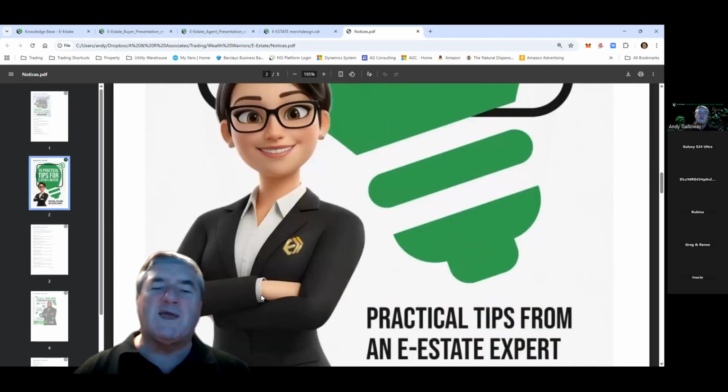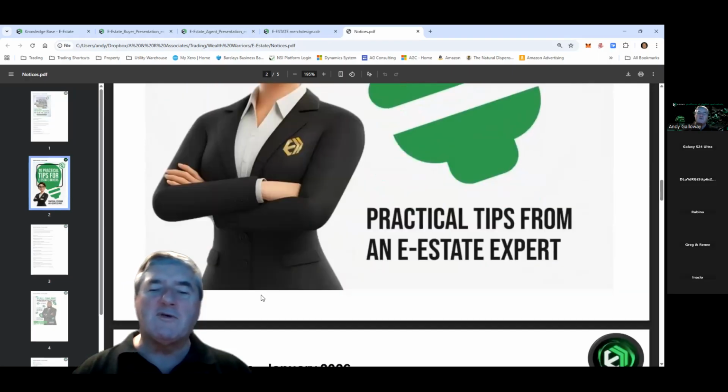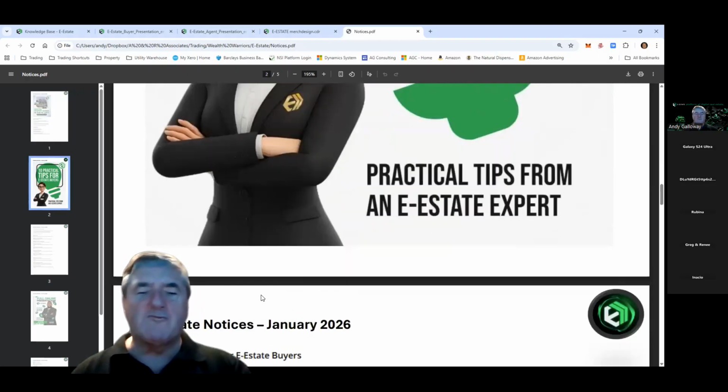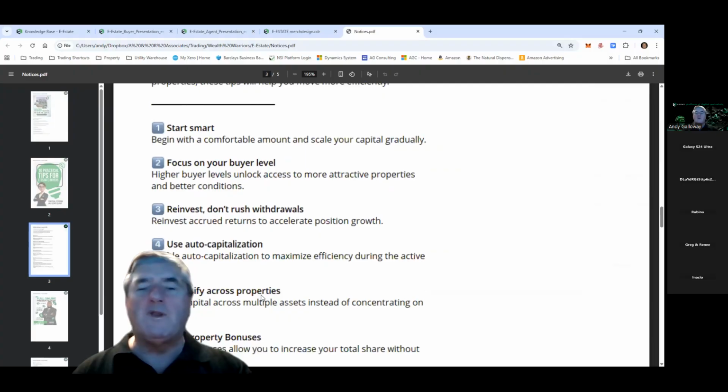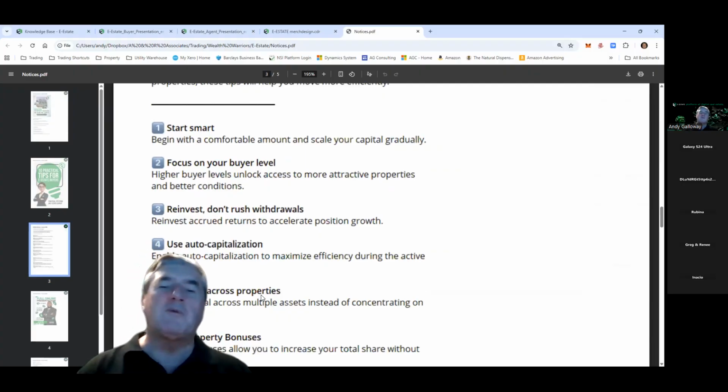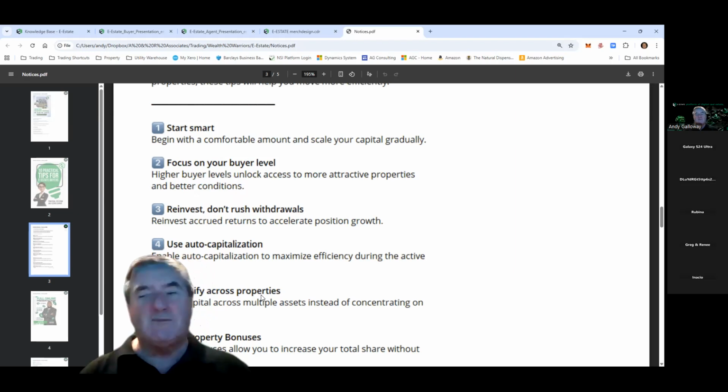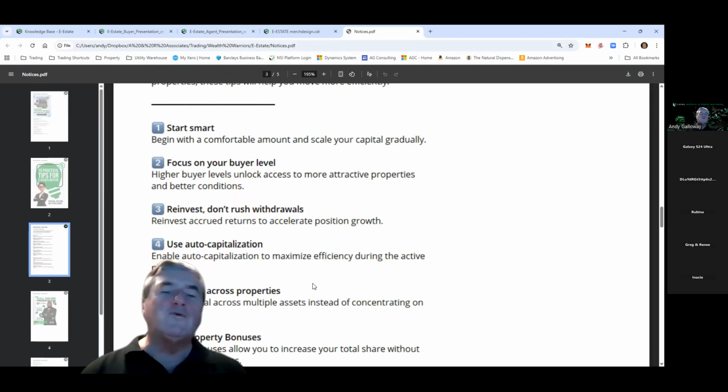Ten practical tips for estate buyers. And I'm borrowing this straight from the Telegram group. So one is start smart. Begin with a comfortable amount and scale your capital gradually. Number 2 is focus on your buyer level. Higher buyer levels unlock access to more attractive properties and better conditions. Number 3, reinvest. Don't rush withdrawals. So don't think, I've made $10, I want to take it back out. Again, when you've earned some money, then reinvest. Now, I'm not saying reinvest 100%, but don't be in a rush to take everything out either. Number 4, use auto capitalization.